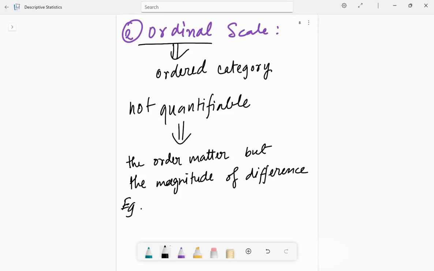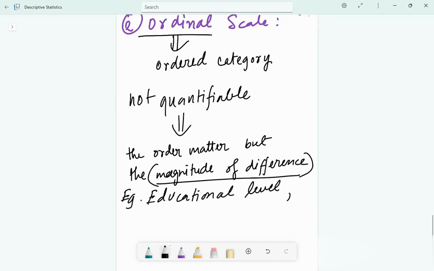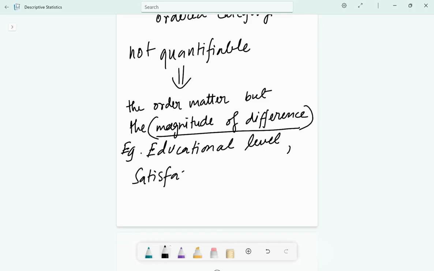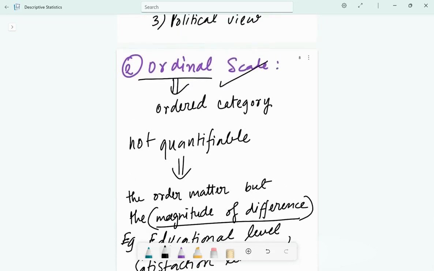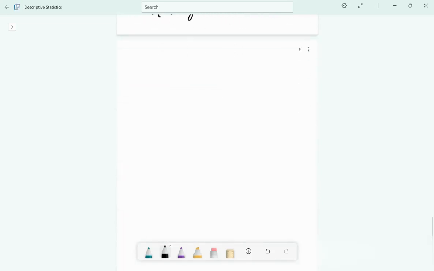Now, can you give me some examples for this? I'm sure that you can give me many, but let me write only 2, 3, okay? First can be educational level, like class 1, 2, 3. Can you just say the magnitude of difference for it? No, right? The same way, we can say satisfaction level. There is one way to show our satisfaction level, which is through ratings. So of course you're free, and I insist, to rate my class and say what type of scale it is. Ordinal scale, right?